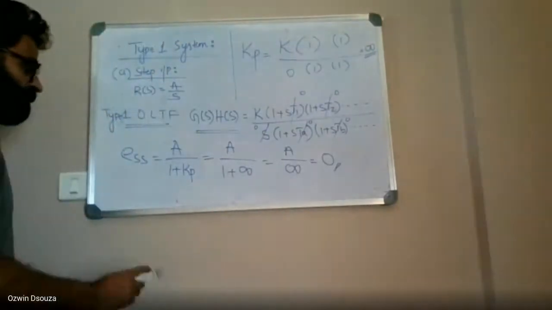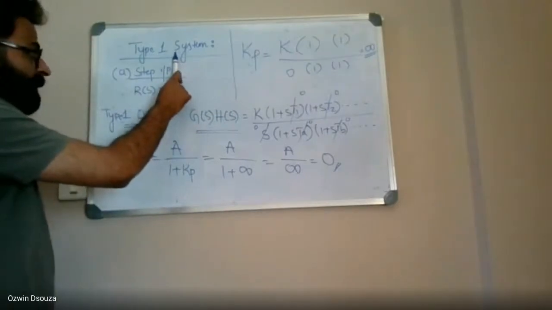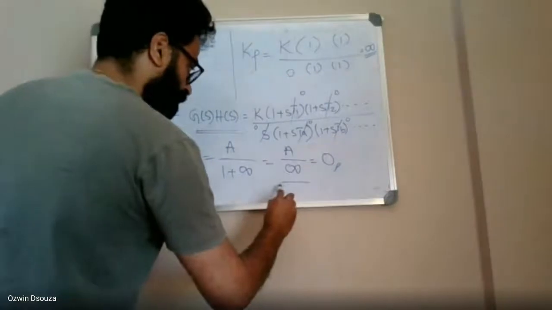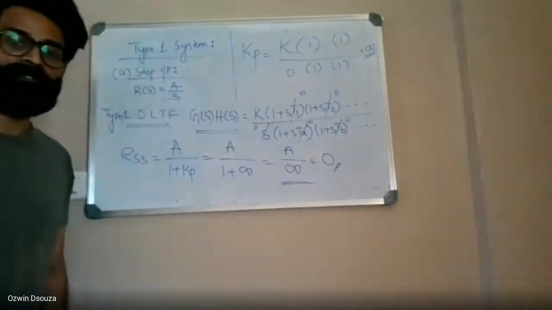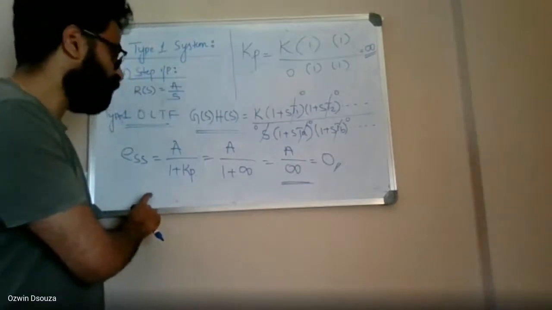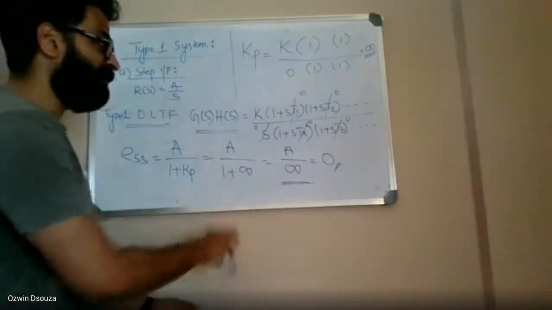That means a type 1 system against a step input doesn't give any steady state error. That means the actual output will find the desired value. So that is the understanding.